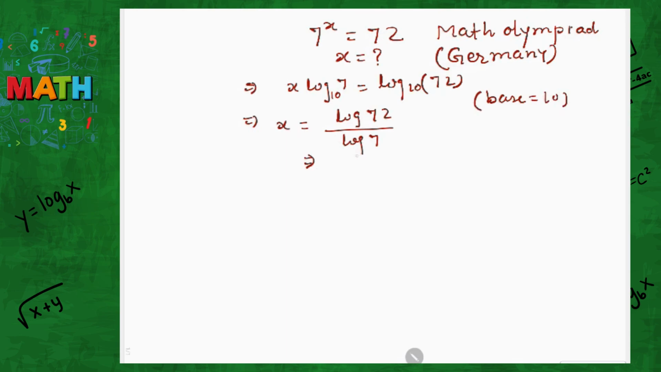So log 72, which is 9 into 8, divided by log 7. So log 9 plus log 8, divided by log 7. This is by the log property.